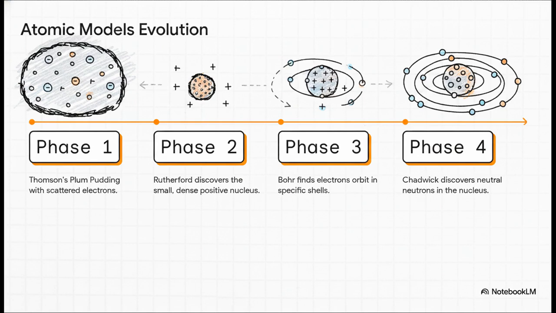Niels Bohr later realized that electrons orbit this nucleus in very specific shells. And finally, James Chadwick discovered that the nucleus also contains neutral particles, which he aptly named neutrons.